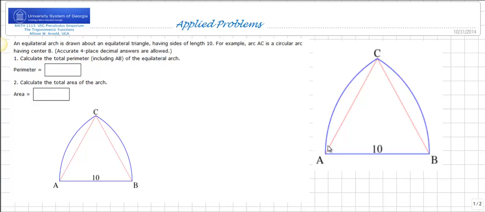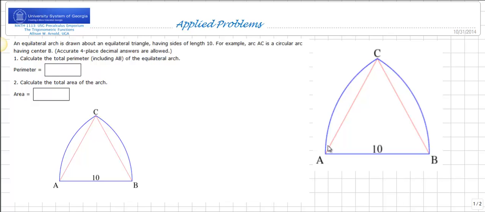Okay, let's look at another application problem that is a geometry-based problem, but it also combines our knowledge of circular sectors that we did earlier in the module. So let's take a look here. We've got an equilateral arch, which is drawn about an equilateral triangle, and the sides of the triangle are each 10. Okay, that means that the 10 is also the base AB of the arch.